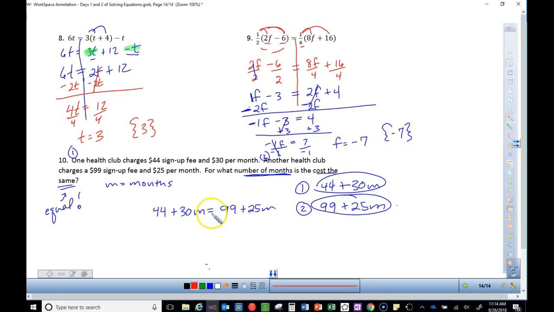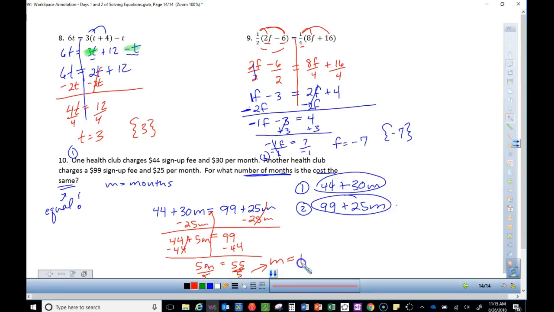All right, when the two things are equal, we got to get our variables on one side. So I'm going to minus 25M. Okay, so we have 44. 30 minus 25 is 5M, equals 99. And then we'll minus 44 to start isolating that variable, and we'll get 5M equals 55. When we divide by 5, we'll get M equals 11.